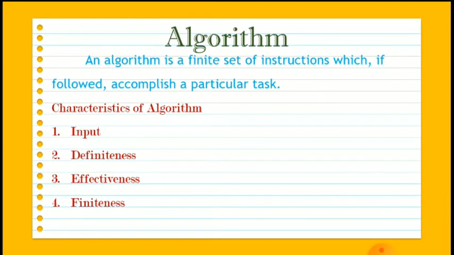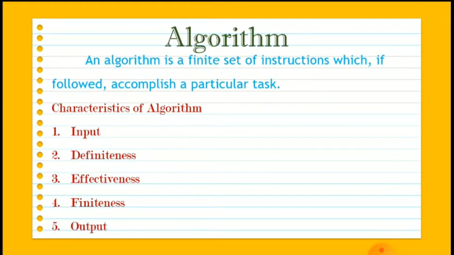Fourth one, finiteness. After some minimum number of operations, the algorithm must come to an end. Total time to carry out all steps in the algorithm must be limited. So the method you choose to find the GCD, at a particular level, that step must come to an end.